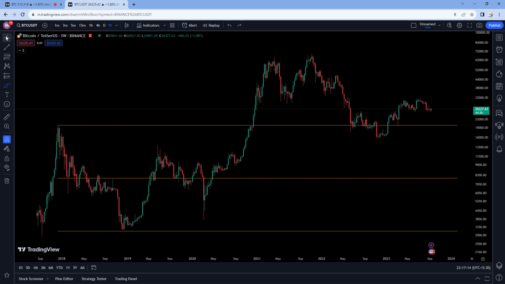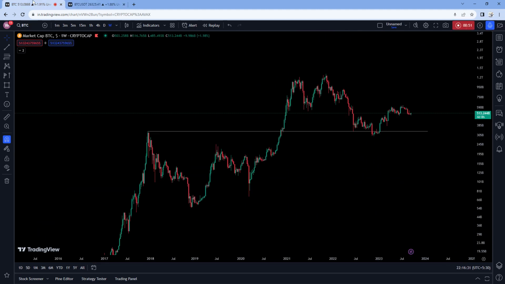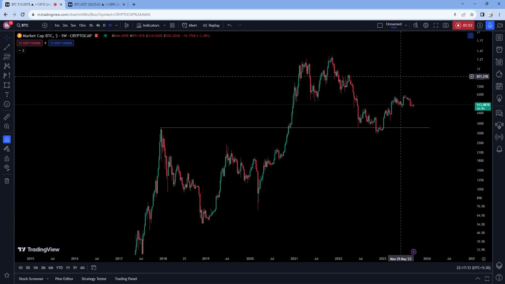Anyways, my point was that in the USDT chart, these levels were comparatively difficult to trade. But in the market cap chart, it was a lot cleaner. It's just an observation.